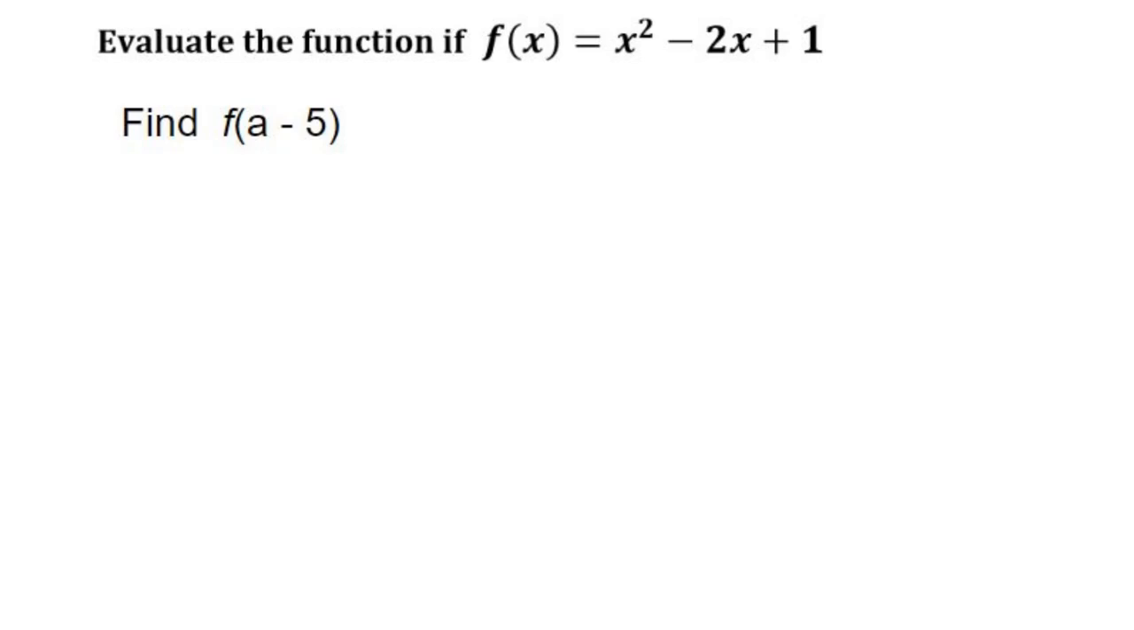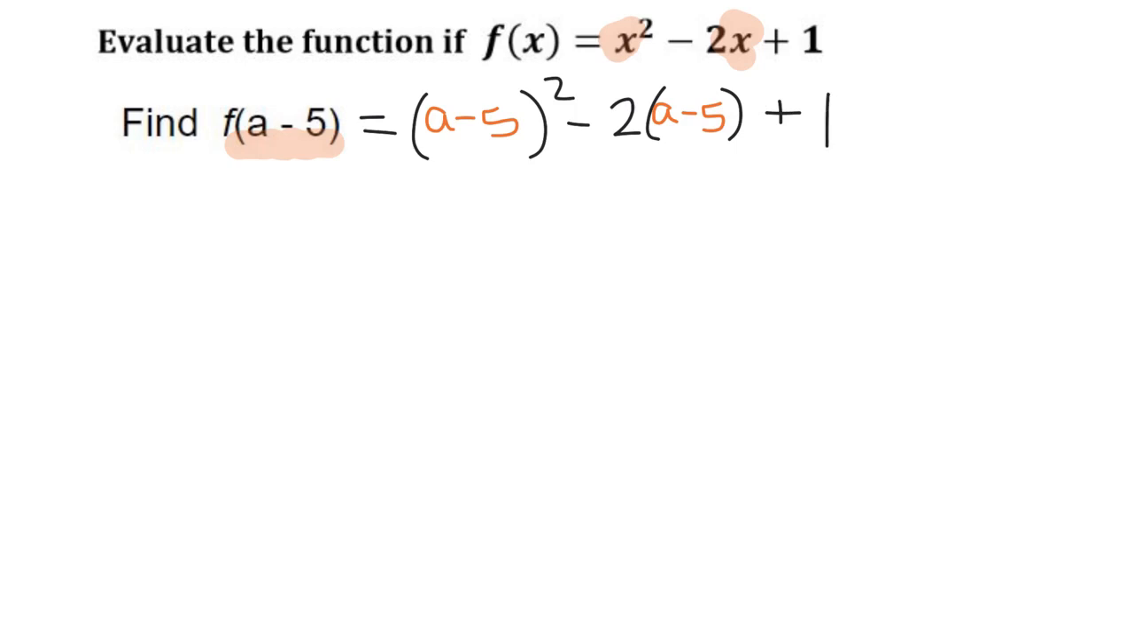So in this example, we are going to evaluate the function by plugging in this a minus 5 in for x. Okay, and we've got x in two different places. So let's take a look at what that will look like here. We are going to start off with, instead of the x squared, we are going to have a minus 5 quantity squared. And then instead of minus 2 times x, we are going to have minus 2 times a minus 5. And don't forget that plus 1 there. Okay, so that's the first step.